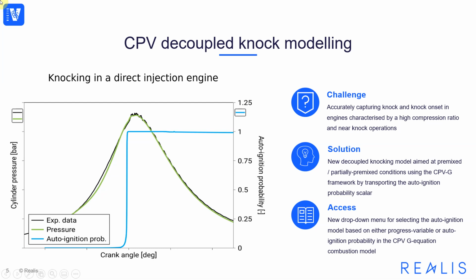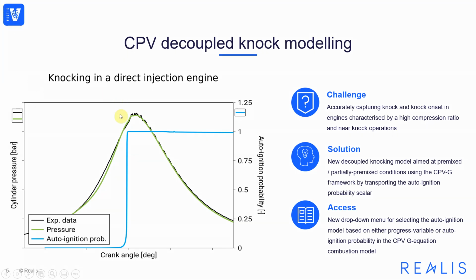The key change introduced here is that the new model relies on the transport of the auto-ignition probability instead of the progress variable, while still relying on the information stored in the CPV table generated from detailed kinetic mechanism. When the ignition probability locally reaches the knock threshold, a new flame kernel is generated and flame propagation ensues.